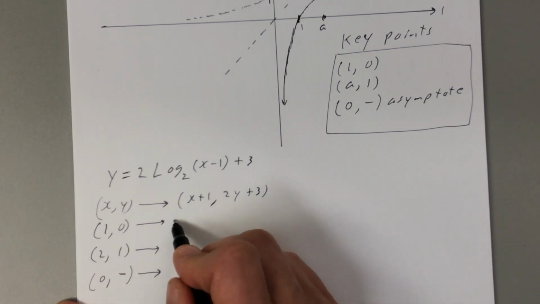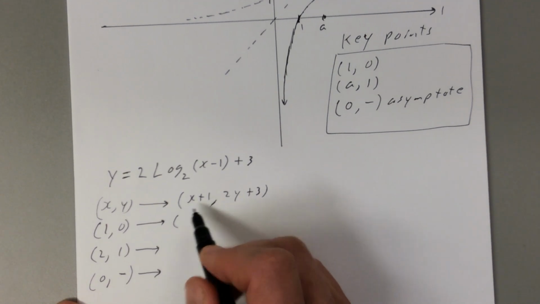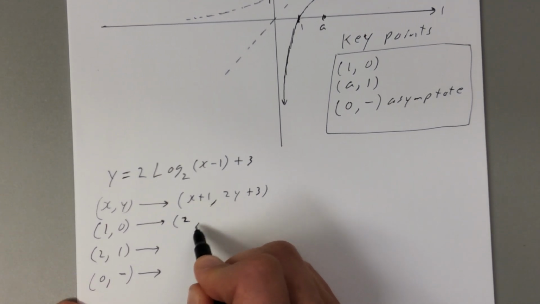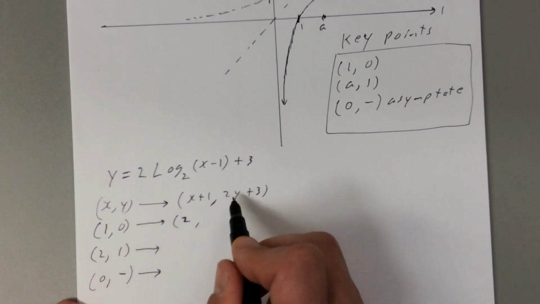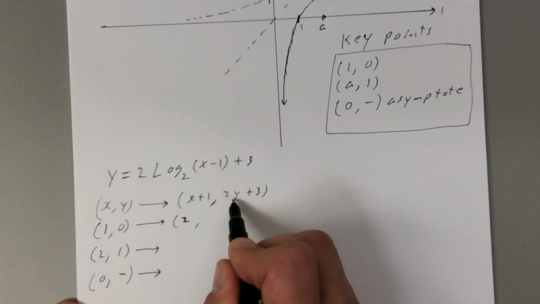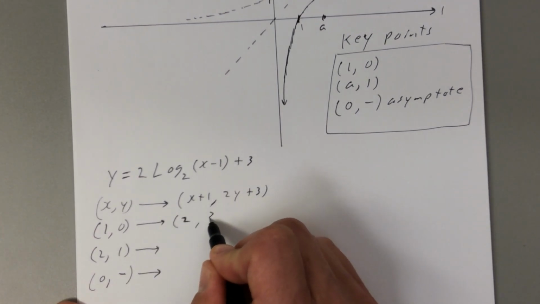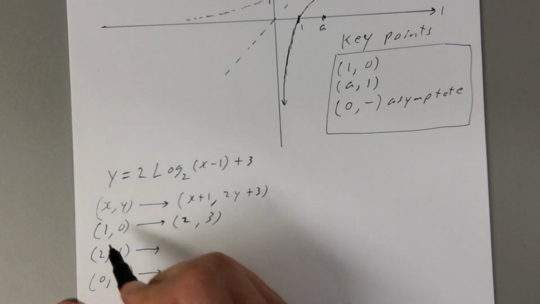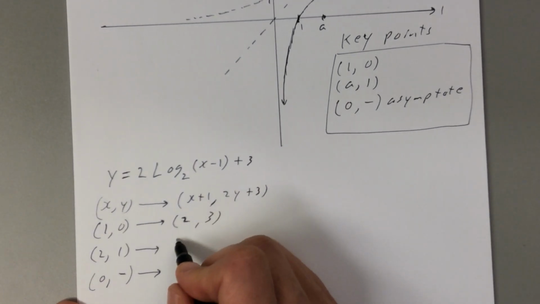Okay, plug that into the formula here, and I'm going to get 1 plus 1, which is 2. And I'm going to go 2 times 0, because the y is 0, plus 3 gives me 3. So that point is transformed to there.